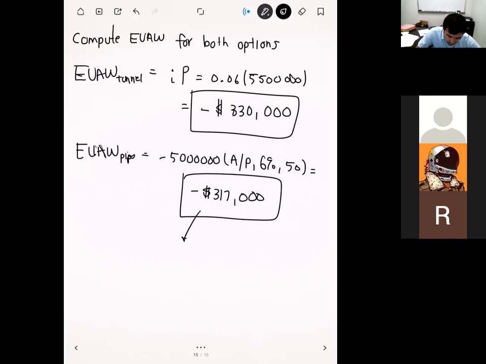And so since the EUAW for the pipeline is less negative, this is the one that we're going to go with. And so LA County should build the tunnel or build the pipe around the mountains. All right. Any questions on that?